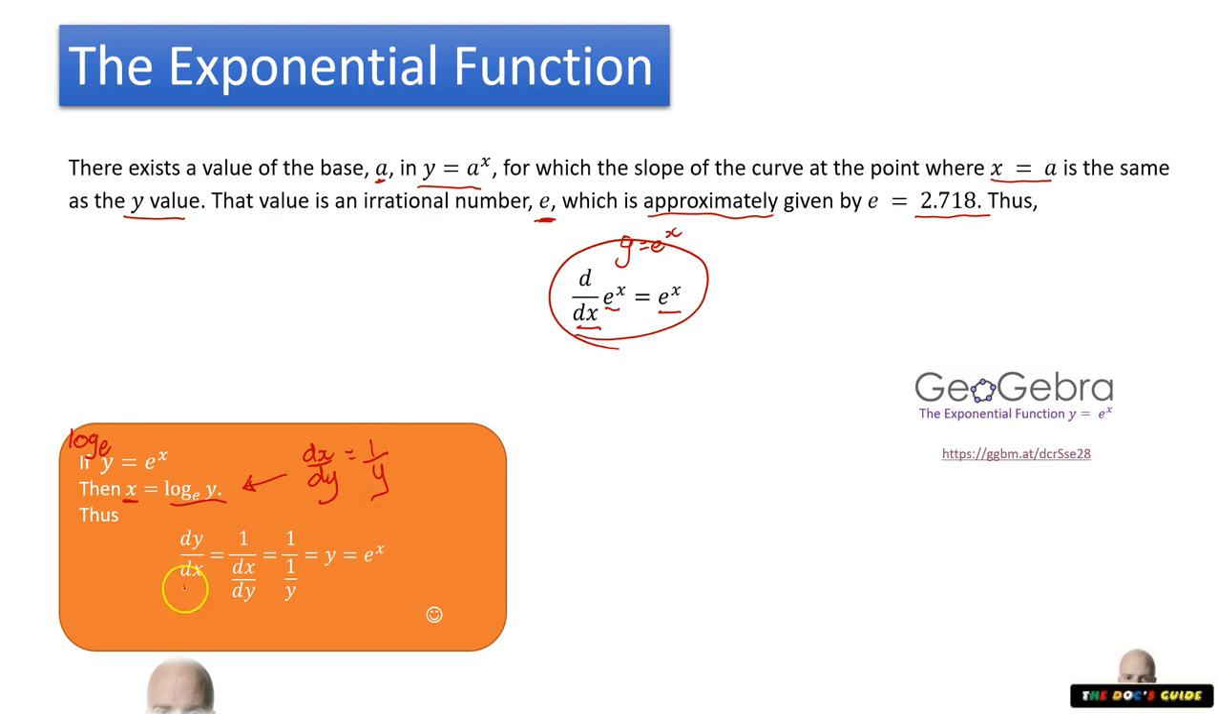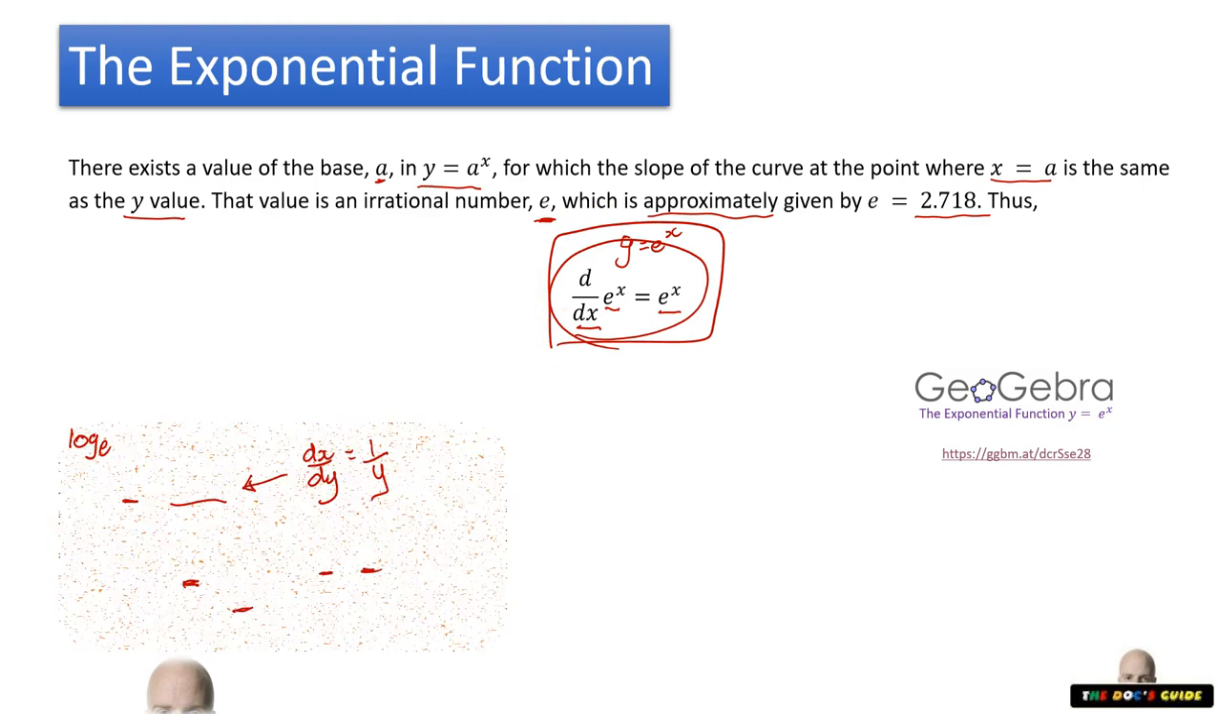But we want dy/dx. dy/dx is 1 on dx/dy, which is 1 on 1 on y, which is y, which is e to the x. So this is a formal mathematical proof of this relationship just here. Take your time, get that under control, it's worth it.